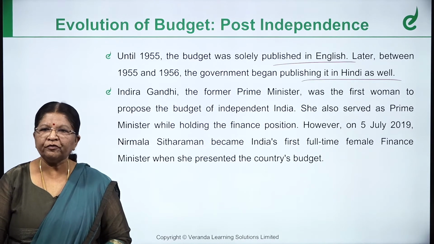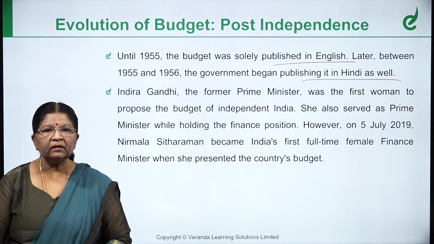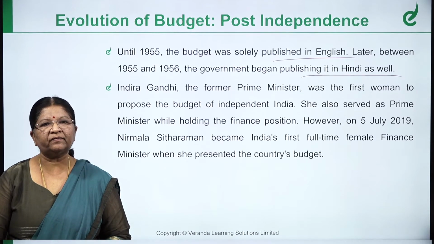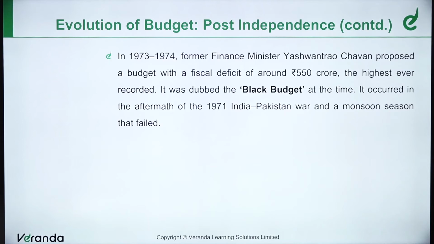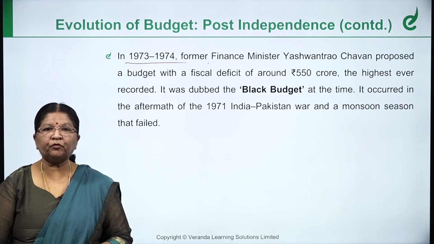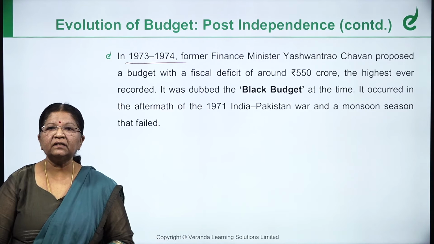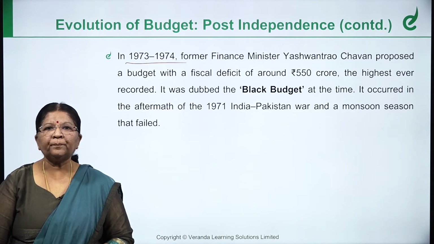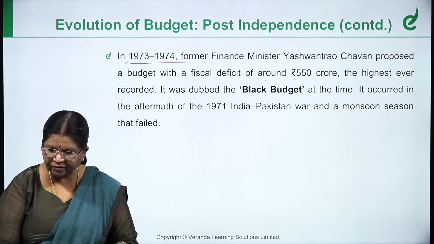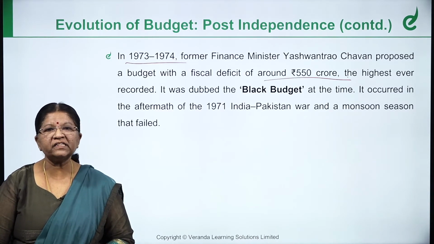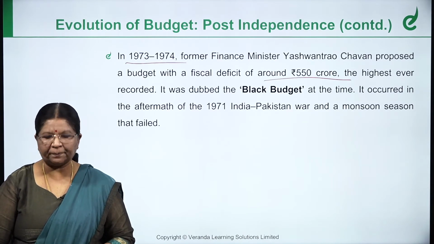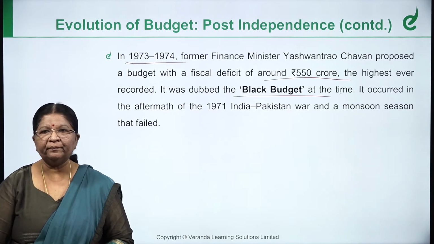However, on 5th of July 2019, Nirmala Sitharaman became India's first full-time female finance minister when she presented the country's budget. In the year 1973-74, former finance minister Yashwantrao Chavan proposed a budget with a huge fiscal deficit of around 550 crores, the highest ever recorded, and this was dubbed as the Black Budget at the time.